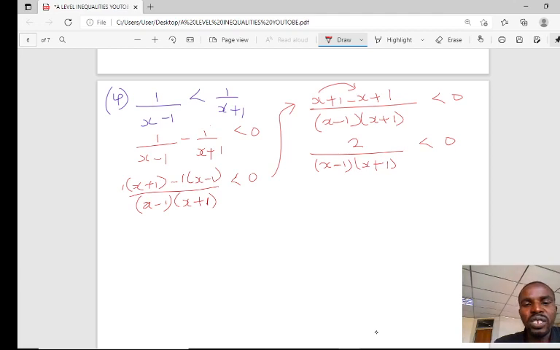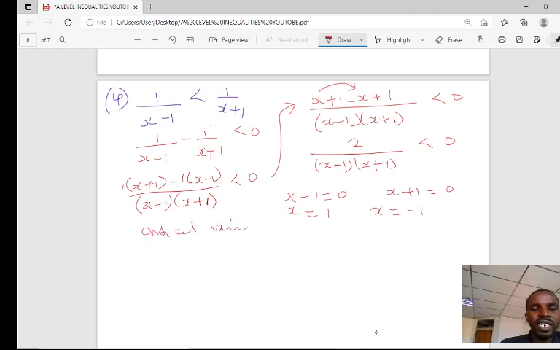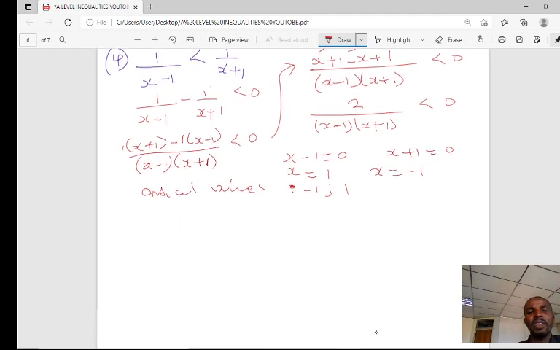Then for the critical values, you take x minus 1 equals 0, then x plus 1 equals 0. Don't worry about the 2, you ignore it, because there's no x there. Critical values are found where there is x. Then you get x equals 1 and x equals minus 1. Those are the critical values. So you write critical values: minus 1 and 1, like this.